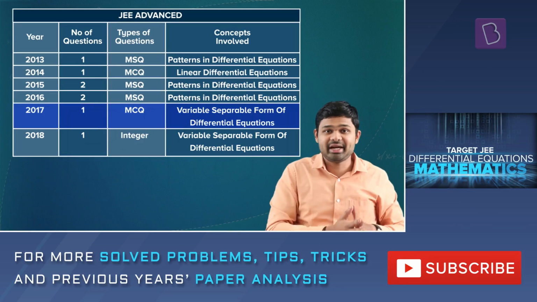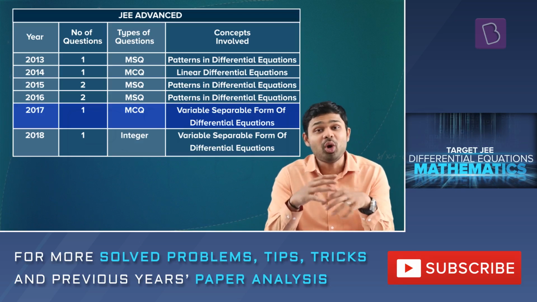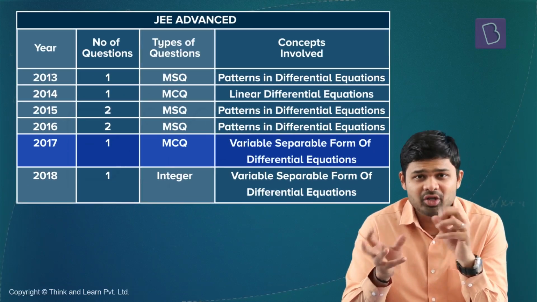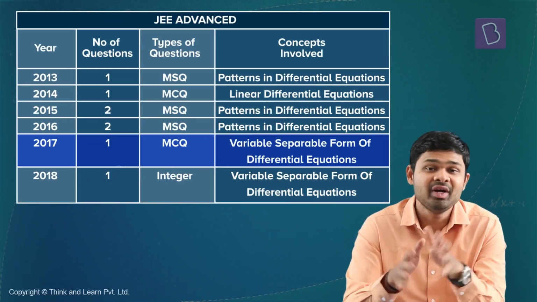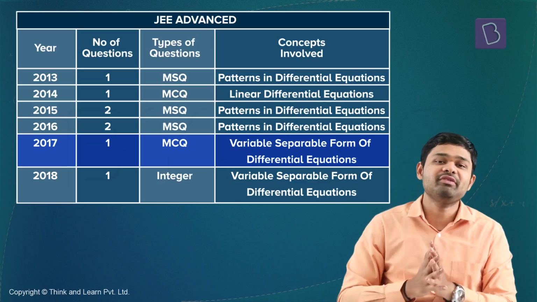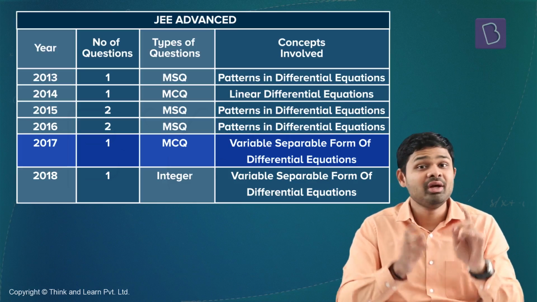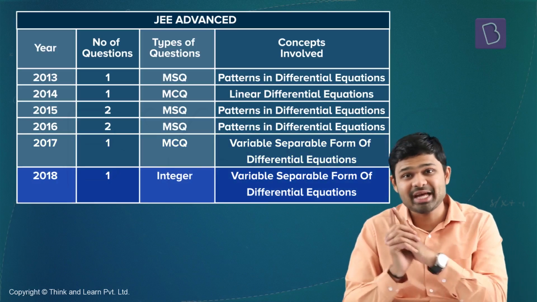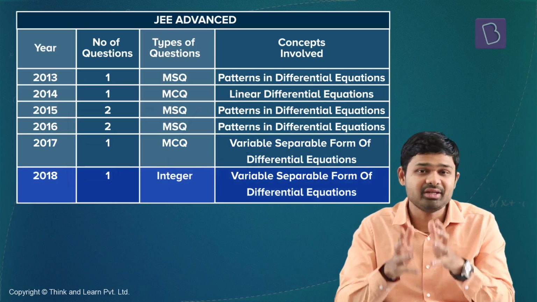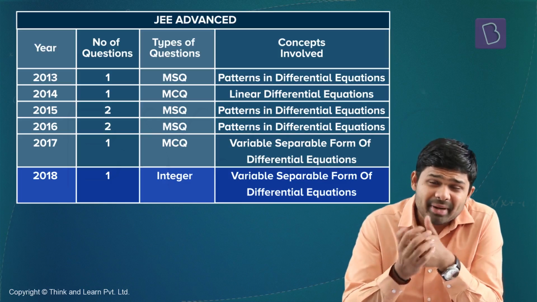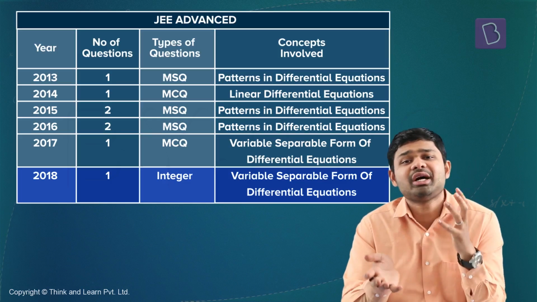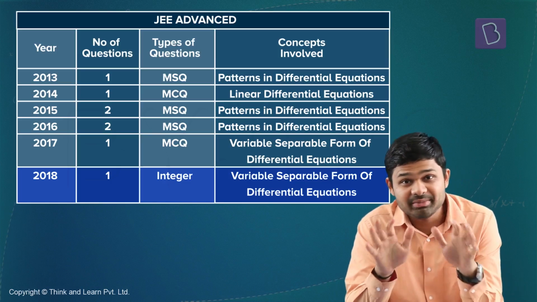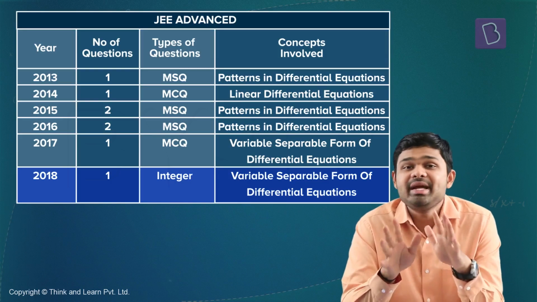In 2017, it was a single correct answer type of question, based on the variable separable method. But the question was not a very easy one. You had to do a lot of manipulations to arrive at the variable separable form of the differential equation and then solve it. 2018 too was a variable separable type of question, and this time it was an integer type question, rather an unimpressive question in my opinion. Based on the last 6 years, this was the easiest of the 6 questions that I've seen, but still differential equations can be tricky.